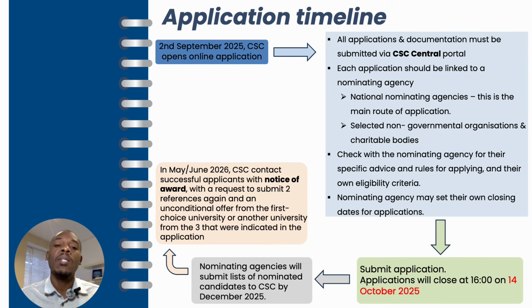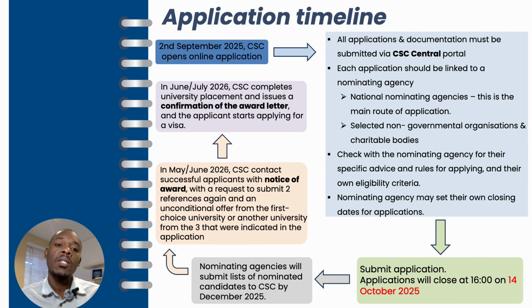And once that placement is agreed upon between the Commonwealth Scholarship and that university, then you are going to receive your final award letter. That is usually between June to July. And once you receive that final award letter, then you can go ahead and start your application for the visa, because you'll be required to upload this document and get other documents from the university for you to make a successful visa application. So in a nutshell, this is the timeline that you're going to follow.